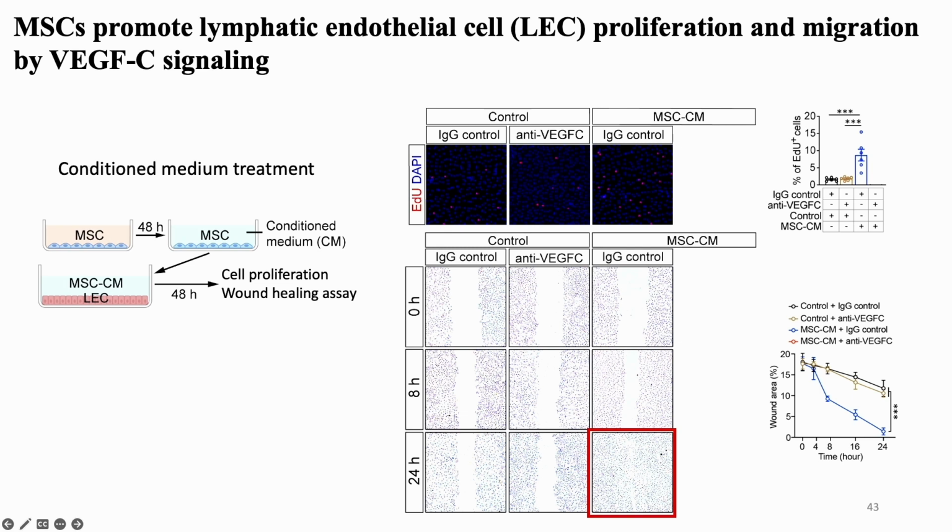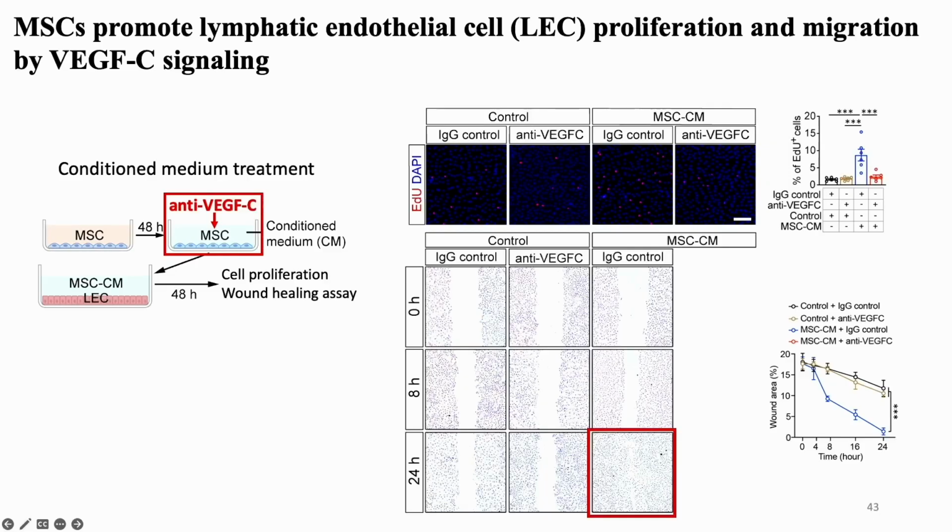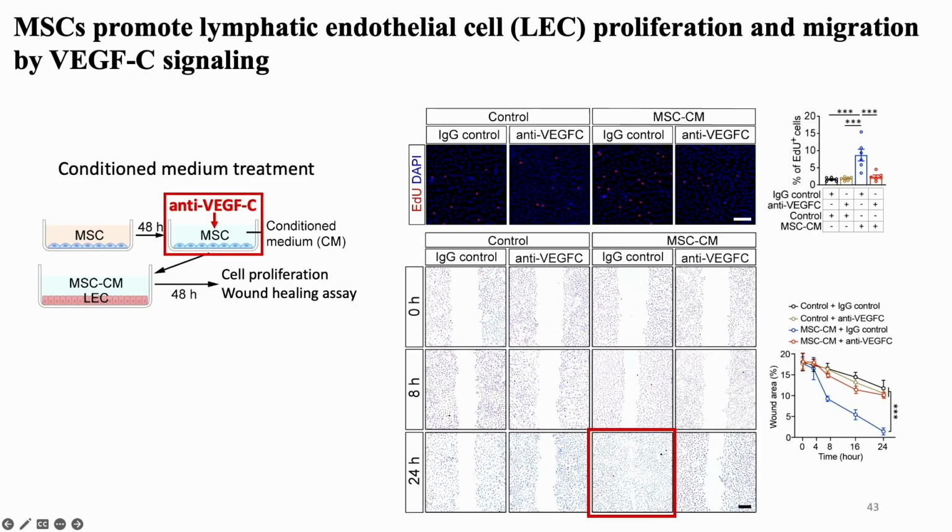And then just to make the long story short, what we learned is that within this secreted factor, we identified VEGF-C. So the VEGF-C is this important factor which we think helps to support the migration of these lymphatic cells. And then if we block the VEGF-C, you can see these lymphatic cells can no longer migrate.